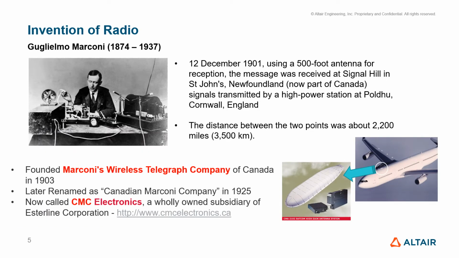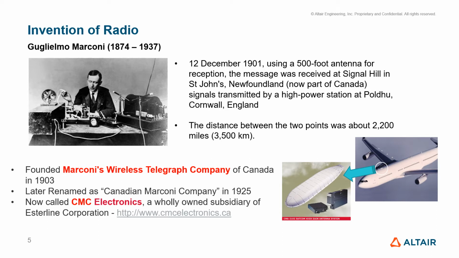Based on Maxwell's electromagnetic principles, the first radio transmission happened on December 12th, 1901, with a very large 500-foot antenna, because it's a very, very low frequency, where the signal was sent from England to Canada with a distance of 2,200 miles or 3,500 kilometers. This was done by Marconi, and Marconi is very enterprising. He started a company called Marconi Wireless Telegraph Company in Canada in 1903, 2 years after his first transmission, to send communication between the two continents, that is Europe and North America.